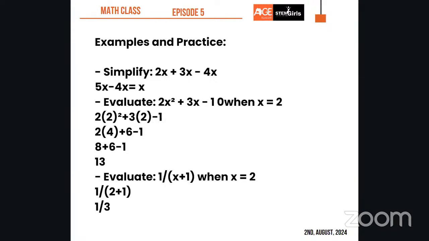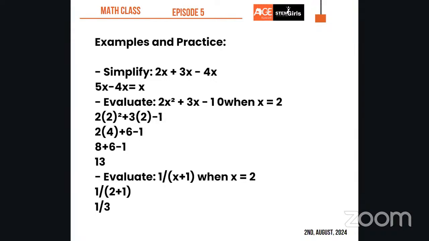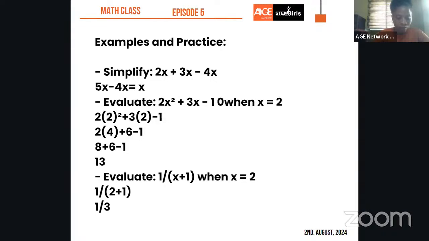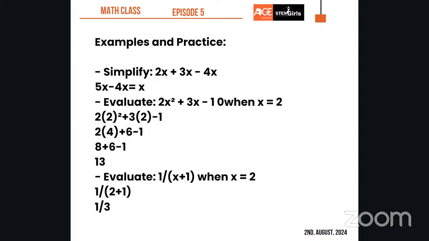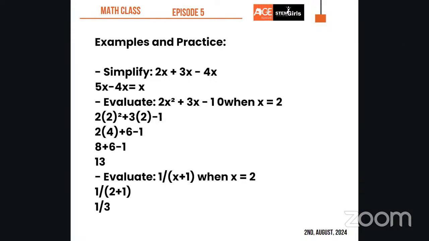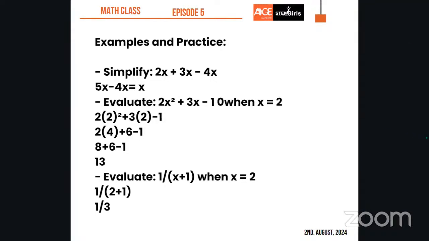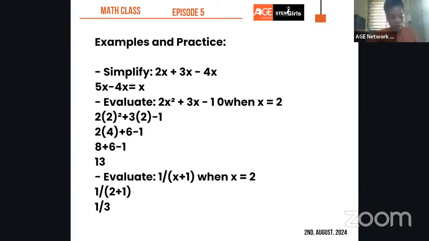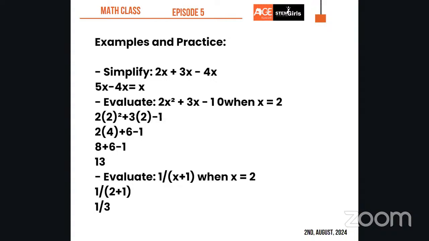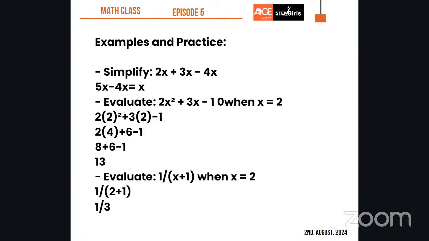Now you have 1 over (x plus 1) when your x is equal to 2. So wherever you see x, you put 2. So you have 1 over (2 plus 1). Now you deal with your brackets first, following the BODMAS rule. So 2 plus 1 is equal to 3, and your final answer is 1 over 3. There is no further simplification. If, for instance, your answer at the end of the day is an improper fraction, then you can break it down into a mixed fraction. But since you have a proper fraction in this case, that is where you stop solving.